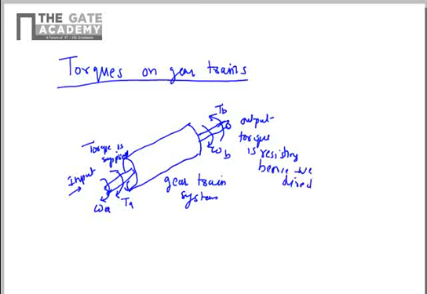Now apart from these two, the gear system will also be subjected to a clamping torque. The clamping torque can be of any direction. It can be in the clockwise sense also. It can be in the anti-clockwise sense also. So TC is the clamping torque to hold the gear in place.